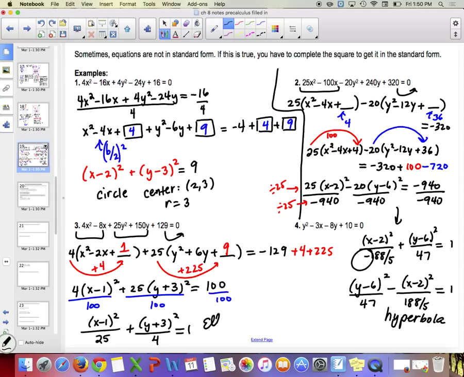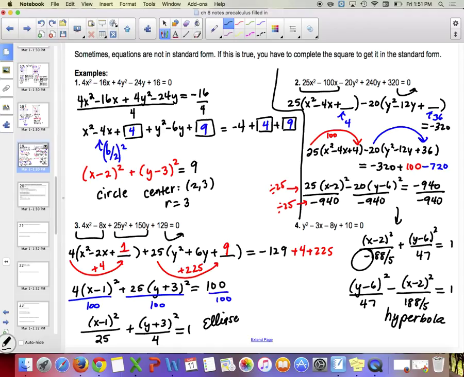So this one is clearly an ellipse, right? There's a plus in between. You can tell what the center is. It's 1 comma negative 3. Would it be a vertical or horizontal ellipse? Horizontal. It'd be a horizontal because you go out further along the x's, right? Underneath the x, you have 25. That's the bigger number, right? So we got that.